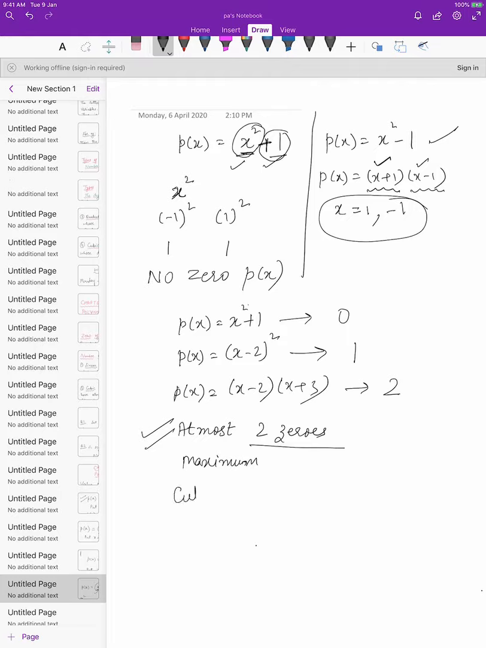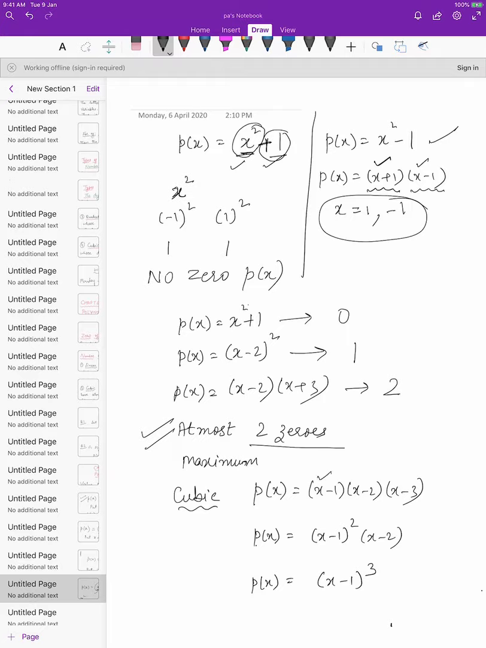Similarly, if I talk about a cubic polynomial, I'll take three different examples. One is (x minus 1) into (x minus 2) into (x minus 3). If I multiply these three, obviously it will come out to be a cubic polynomial. Second polynomial, I take it as (x minus 1) whole square into (x minus 2). And the third polynomial I am taking as (x minus 1) whole cube. So in the first case, you can find three values of x for which you can make this polynomial 0. That means x is equal to 1, x is equal to 2 and x is equal to 3. So there are three zeros for this polynomial.